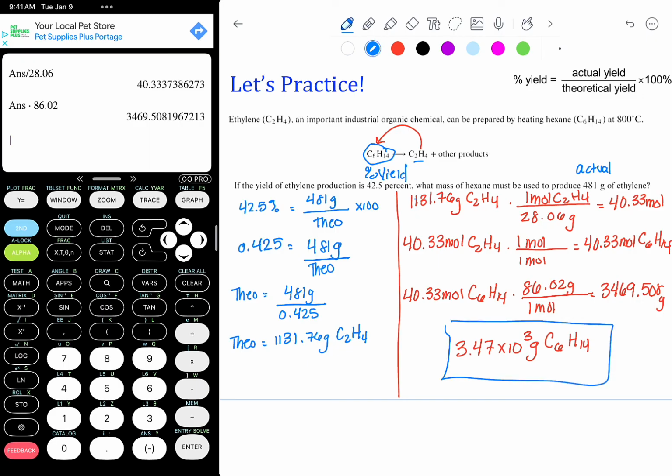Okay, so that's a similar type of problem that we've been doing, just working backwards now. So we can use our known yields of specific reactions to find how much of our reactant we need in order to produce a certain amount of product.